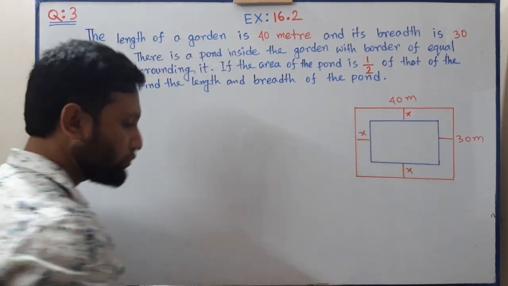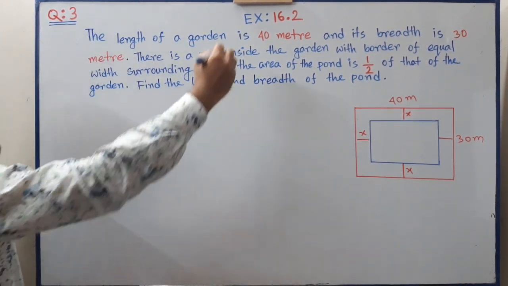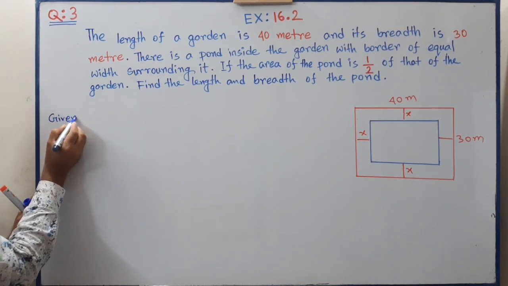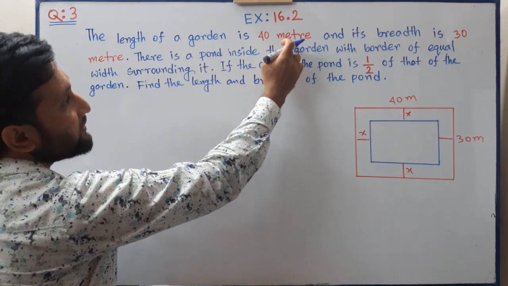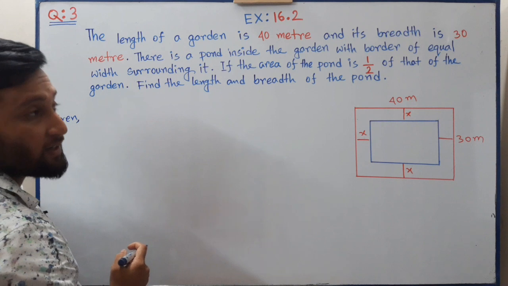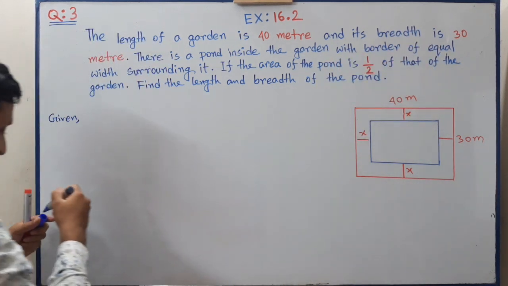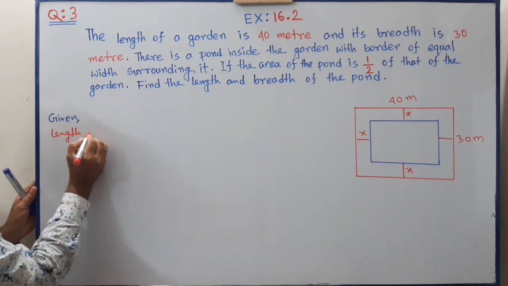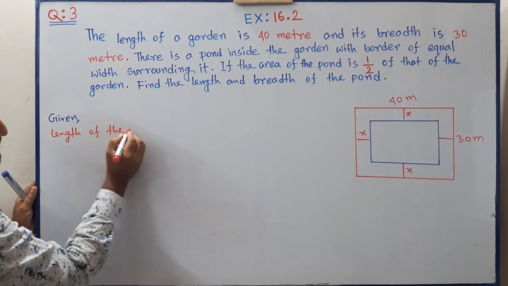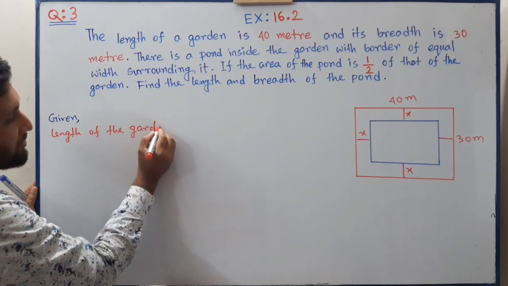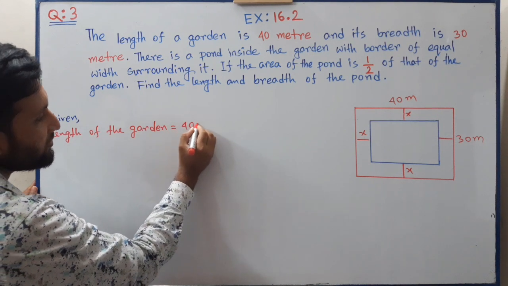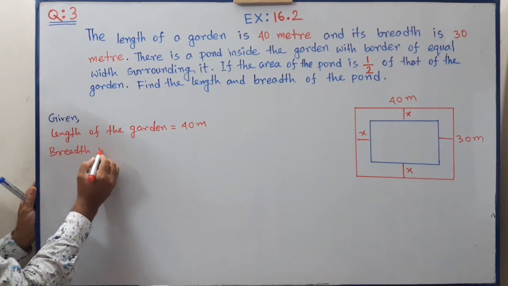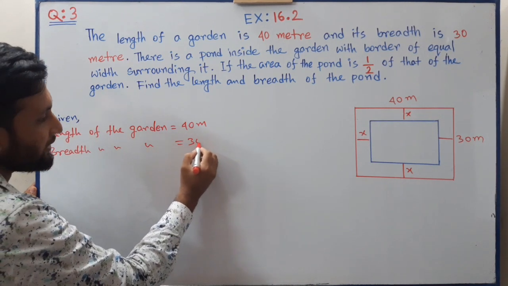Now, to solve this question we have to write the given part. So follow the solution process. At first write given: length of the garden is 40 meters and breadth of the garden is 30 meters.